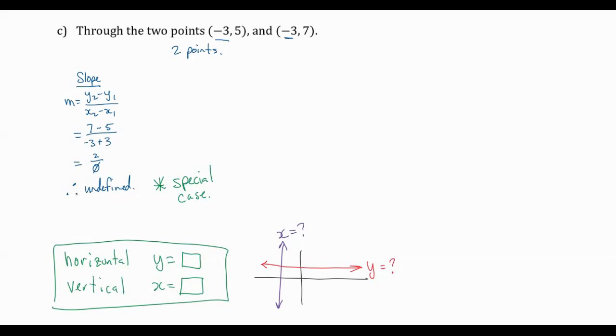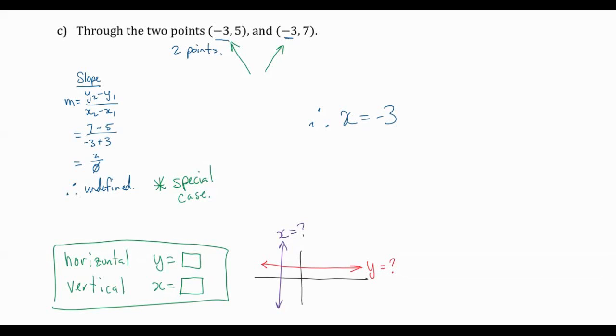Okay, so this is a vertical line. It's x equals something, but I can even see that. What does x equal? -3. Like, look at it. The y's are changing and the x isn't. And for this one, I just go, therefore, the equation is x equals -3.